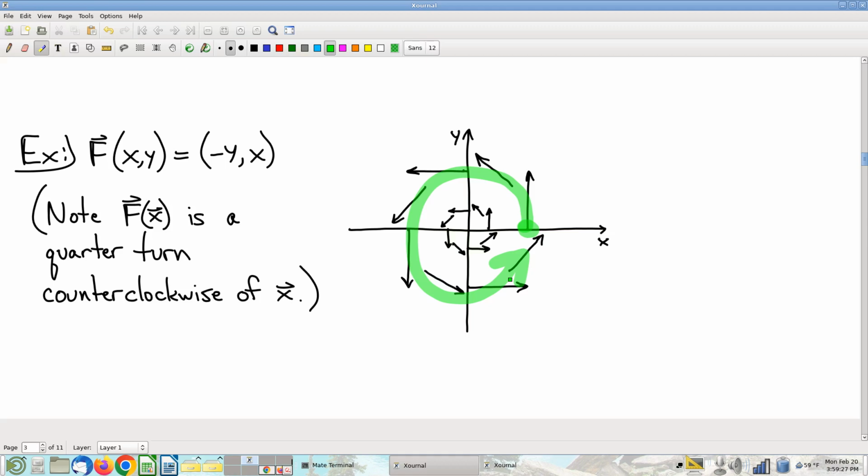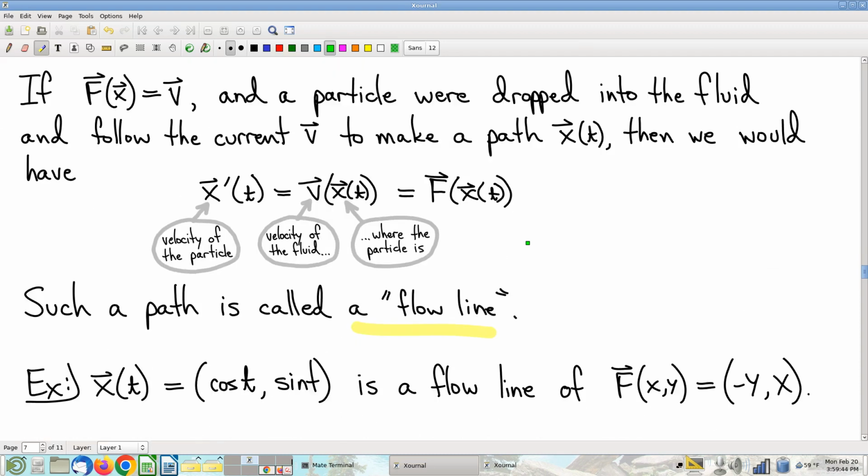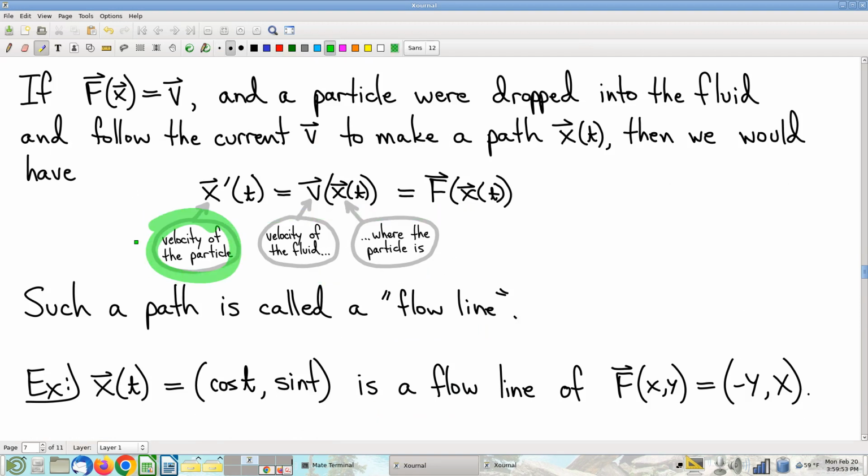Okay, so this is called a flow line. This curve represents the path followed by a particle that is just flowing along with the fluid. That's called a flow line for the vector field. And here's how I can write that down. Looking at these annotations down here: if we've got a particle that's following the fluid, the velocity of the particle has to equal the velocity of the fluid.